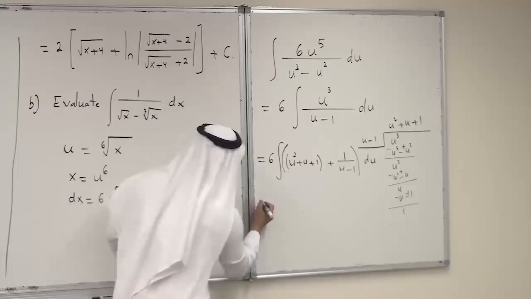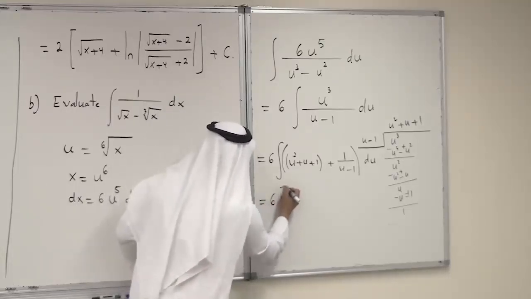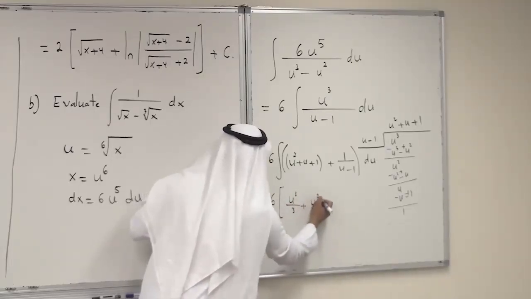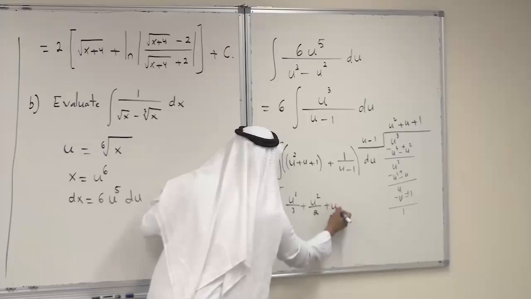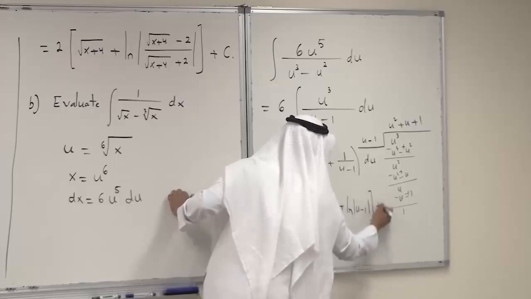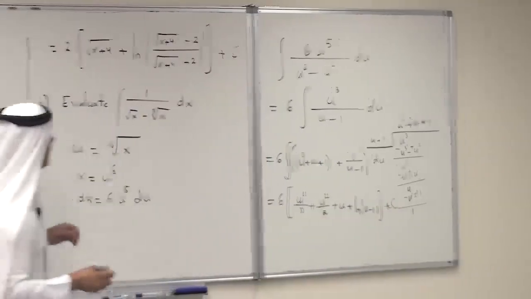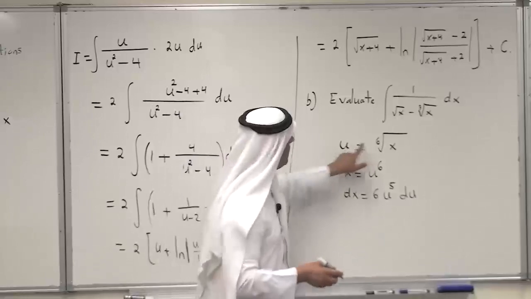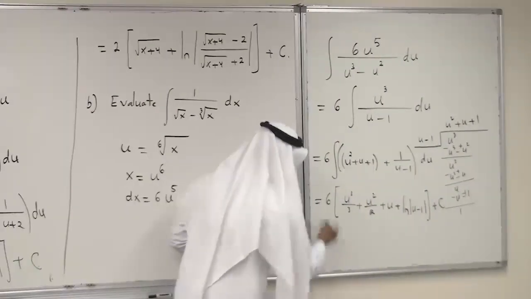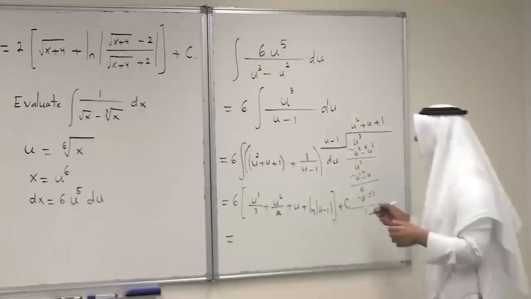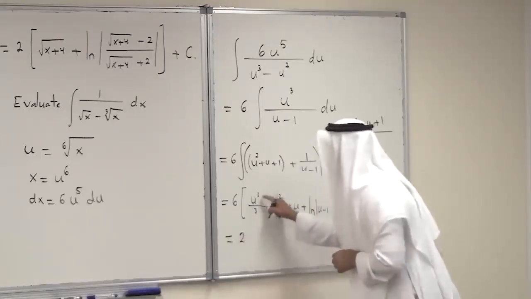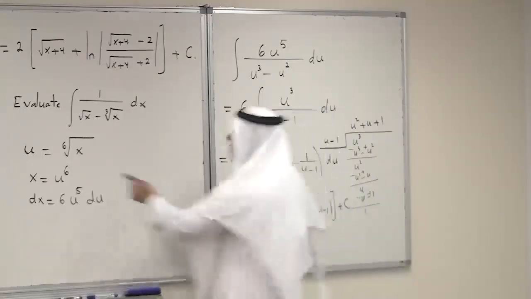So what is the final answer then? In terms of u, this will be 6 times all of this: u cubed over 3 plus u squared over 2 plus u plus ln of the absolute value of u minus 1, all of this plus the constant of integration. Now what should we do at the end? We take back u and substitute. I keep the 6 outside, or I can multiply: 6 over 3 will be 2, so this will be 2u cubed. What is u? u is equal to this.